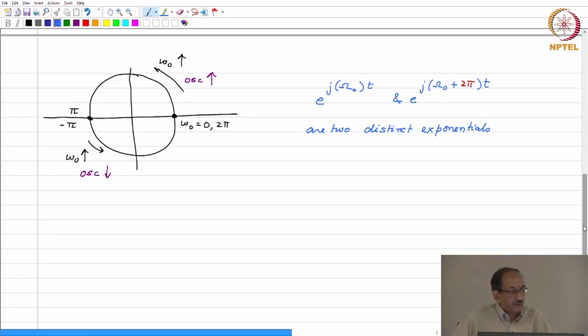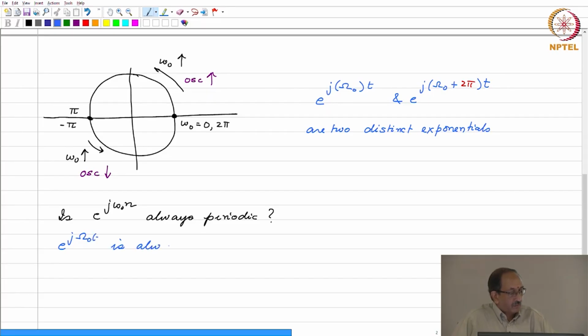The other difference, again this is a review for you, is e to the j omega naught n always periodic? Remember, e to the j omega naught t is always periodic with period T equal to 2 pi by mod omega naught.